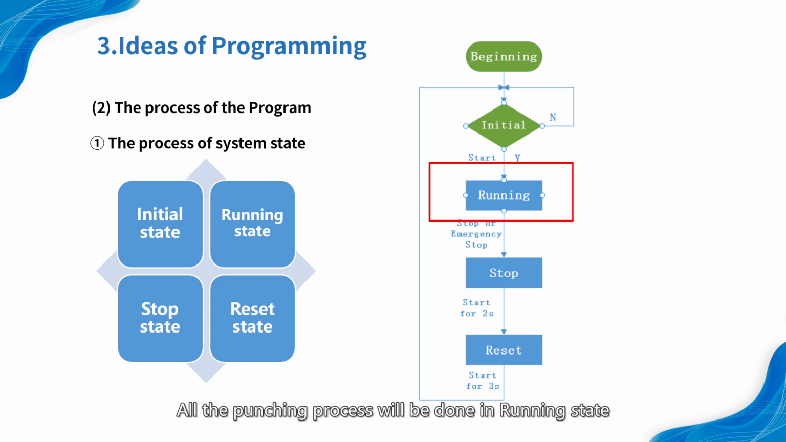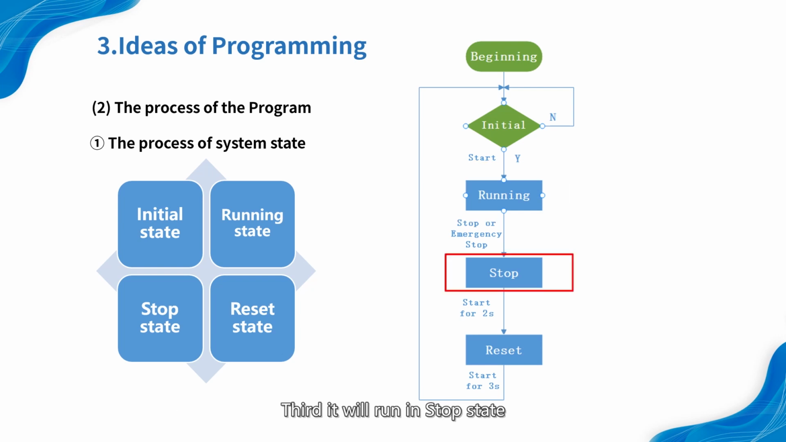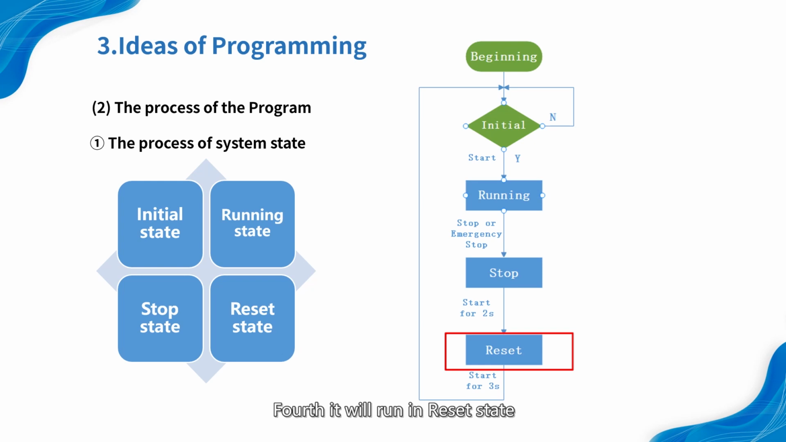All punch process will be done in running state. Third, it will run in stop state when the stop button or the emergency stop button is pressed according to the requirements of a process. Fourth, it will run in reset state if the start button is pressed for 2 seconds in stop state. Finally, it will restart with the initial state if the start button is pressed for 3 seconds, and all failures are debugged correctly in reset state.